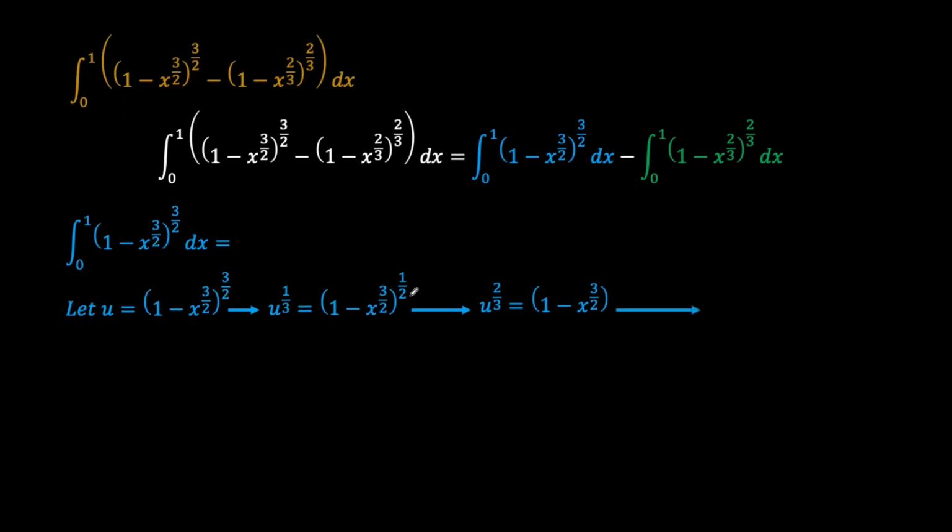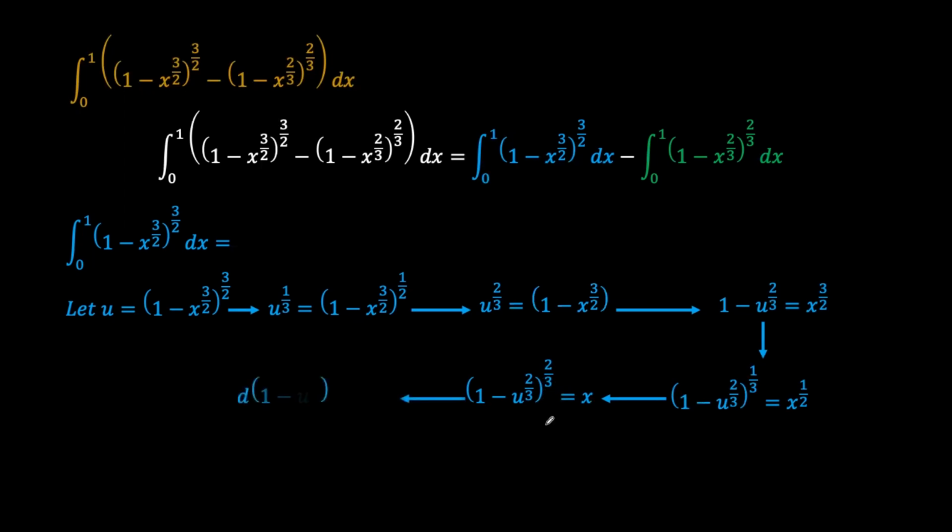Now I can subtract u on both sides and add u to the power 2 over 3 on both sides, and then add x to the power 3 over 2 on both sides. And now I have 1 minus u to the power 2 over 3 equals x to the power 3 over 2. And then take the cube root on both sides, and then square both sides. And now we have x being equal to (1 minus u to the power 2 over 3) to the power 2 over 3.